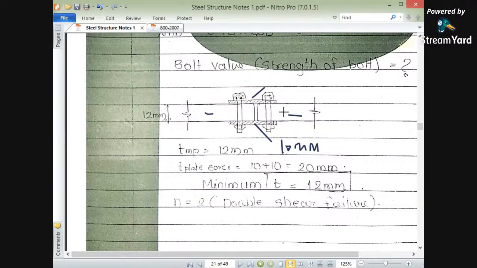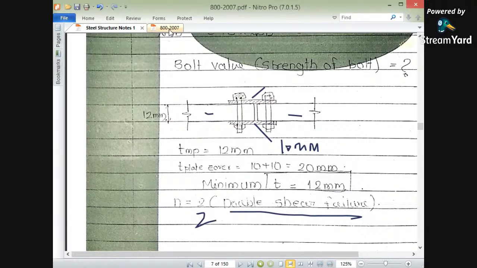That means one plate is this 12 mm plate, the top plate is 10 mm, and the bottom plate is again 10 mm. That means there are two plates, so there are two shear planes in the case of these bolts. So here there is a double shear failure. So we are taking the value for double shear failure as n equals 2.